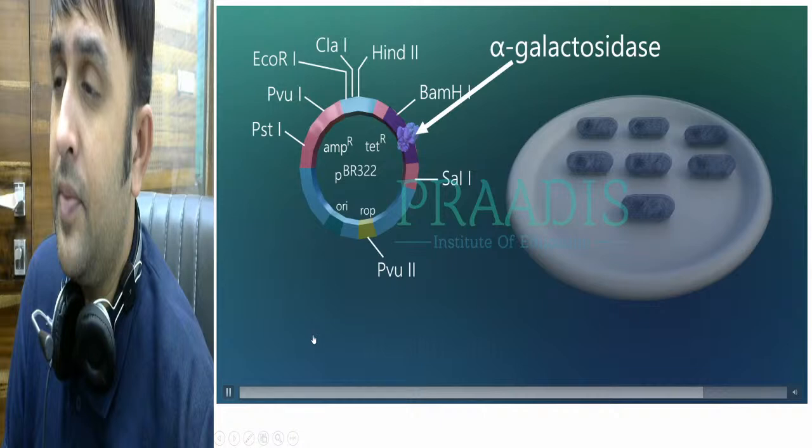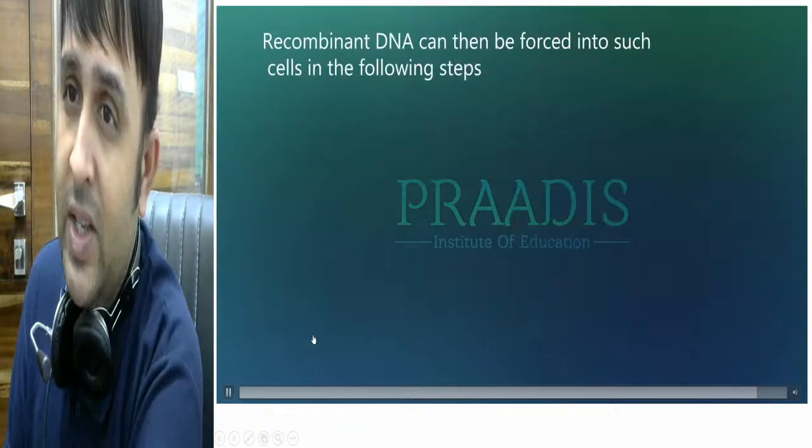Recombinant DNA can then be forced into such cells in the following steps. Cells along with recombinant DNA are incubated on ice. They are then briefly placed at 42 degrees Celsius, a heat shock. Then they are put back on ice.